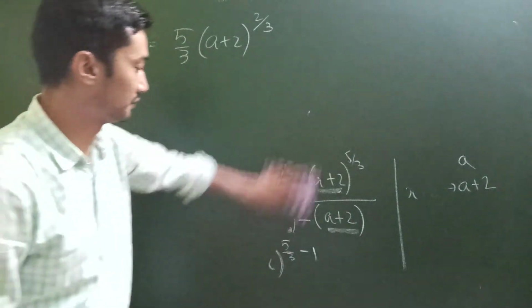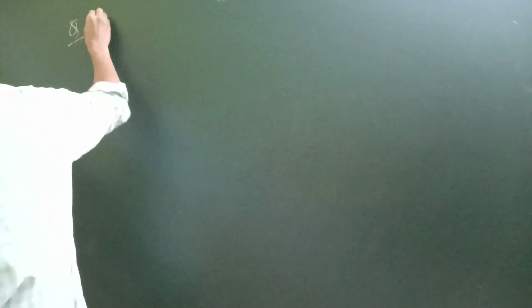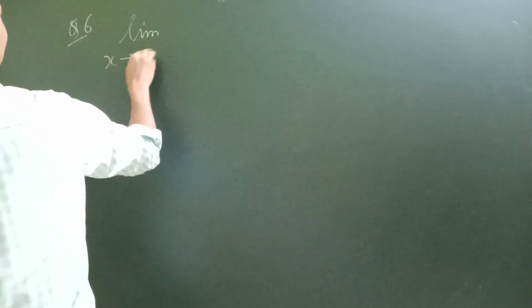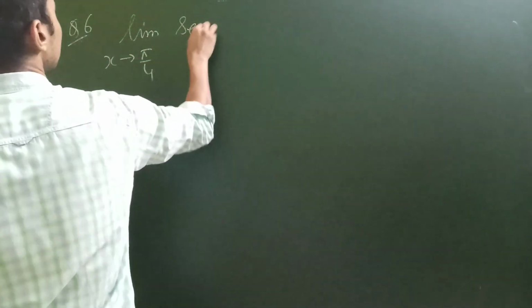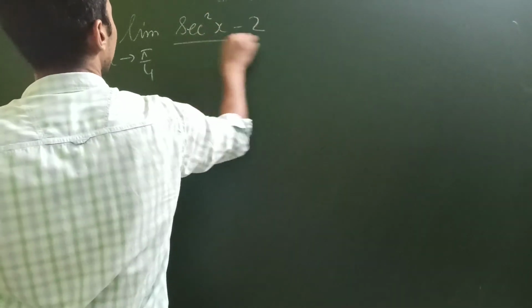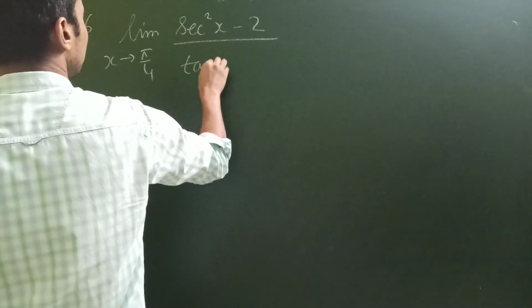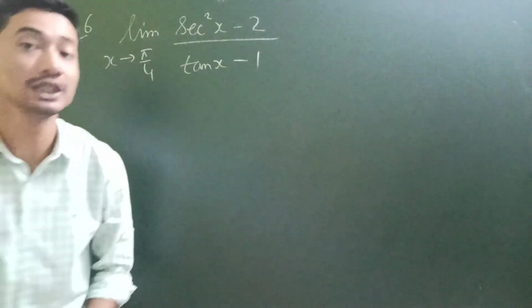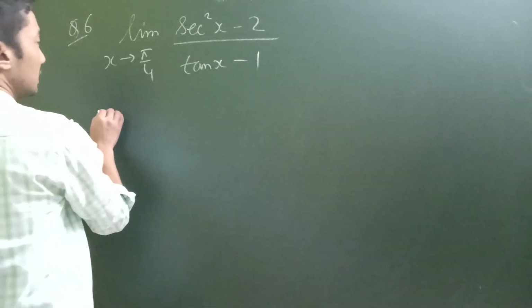Alright. Okay, moving on to another question. Let's do some questions related to trigonometry. I don't know which question this may be, I guess 6. Limiting value as x tends to pi by 4, (sec square x minus 2) over (tan x minus 1). So here also if you put pi by 4, you are getting 0 by 0. So we will simplify it further.